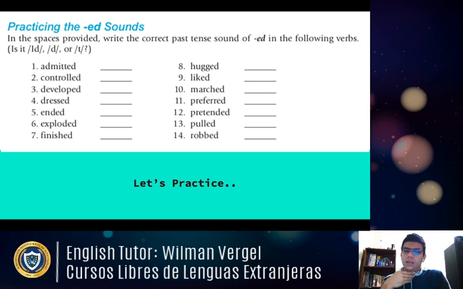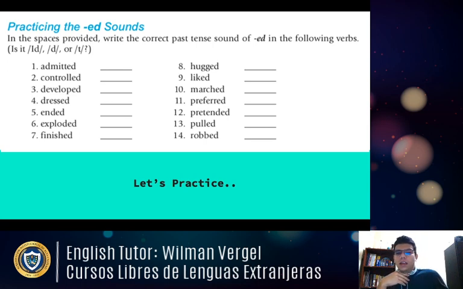Okay, number 3, we say develop. The last sound of the verb develop is a P sound, and the P sound is voiceless. So we pronounce developed with a T sound. Number 4, dress. The double S is pronounced as the S sound and it's voiceless, so we say dressed.